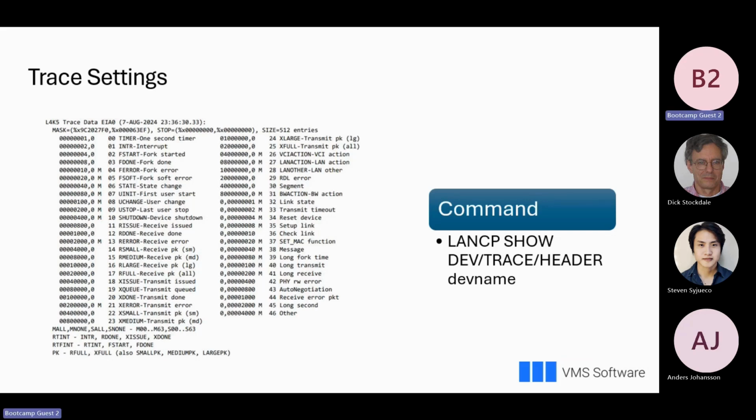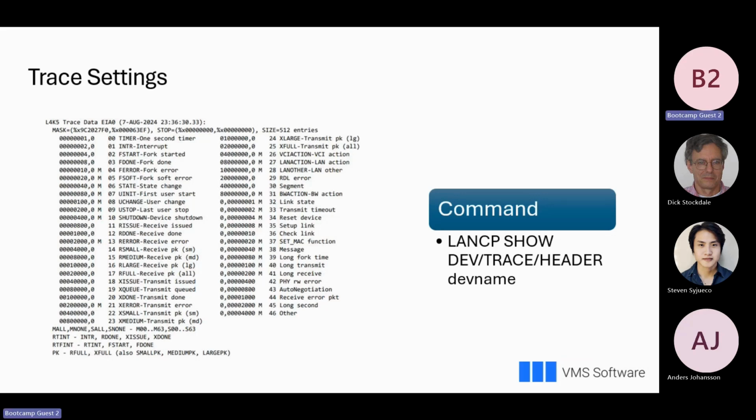For example, mall, mnon, sall, snon. If you do an mall, it'll toggle every traceable event. If you do an mnon, it's basically the opposite. For sall, you add all the traceable events to the stop mask, and vice versa for snon.